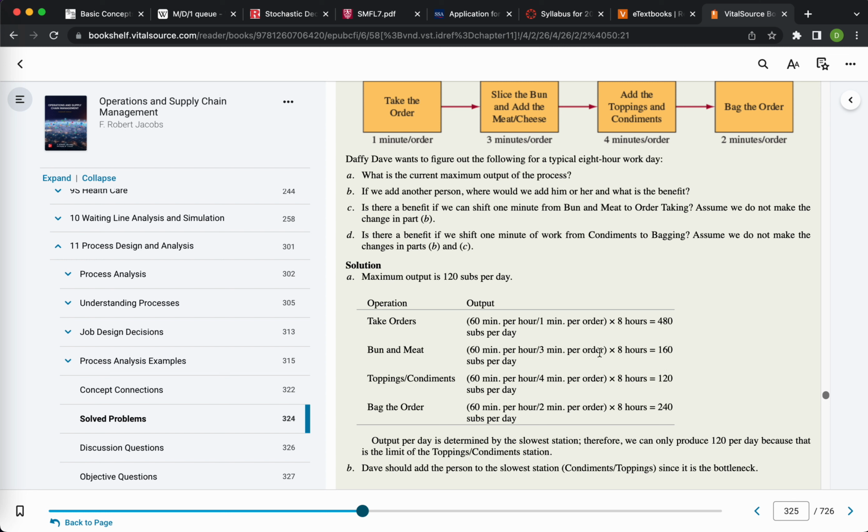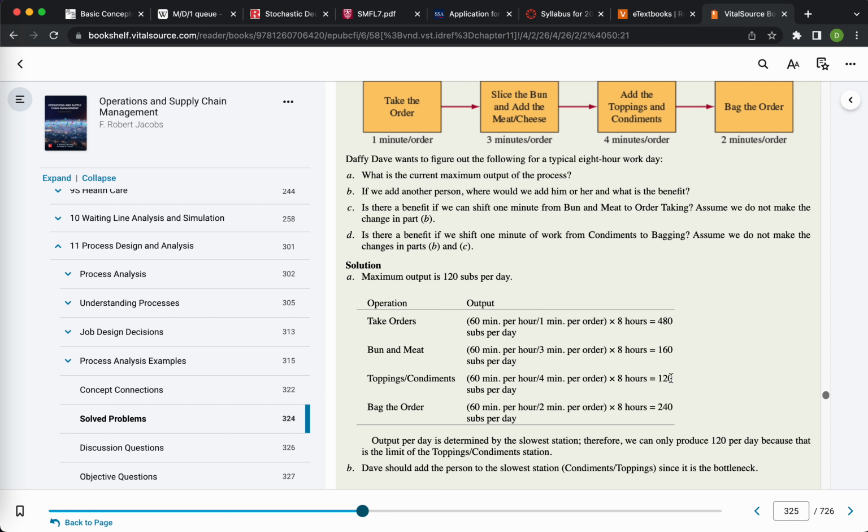Now, if Dave added another person here, instead of a single person adding condiments and toppings, if there are 2 people who are doing it in tandem, then what happens, right? If 2 people are doing it in tandem, then essentially you're doubling the capacity of the toppings and condiment layer, which means that now the bottleneck is not topping and condiments anymore. The bottleneck becomes bun and meat, because by doubling this, the capacity became 240, right? So if this is 240, this is 240, this is 480. The bun and meat section now becomes the bottleneck.